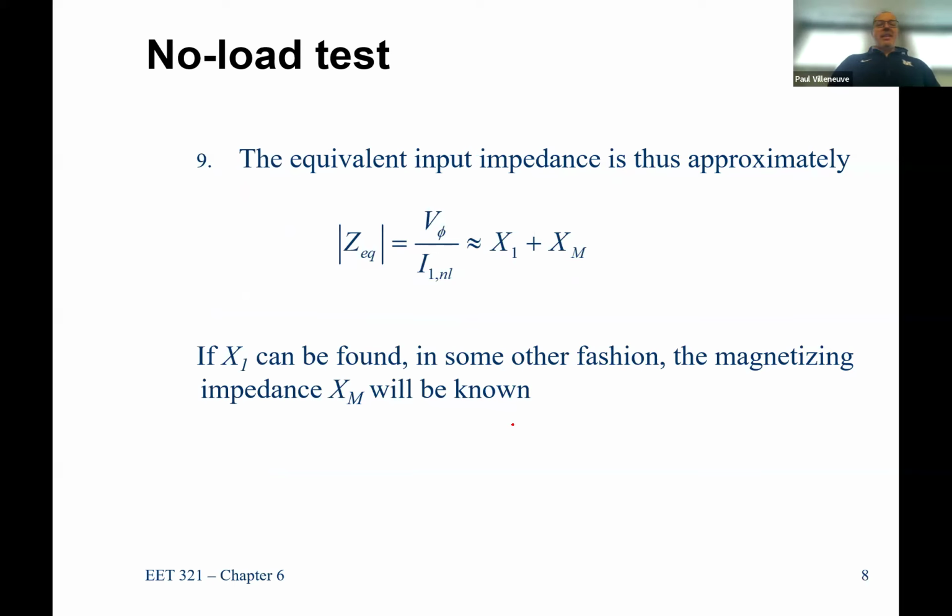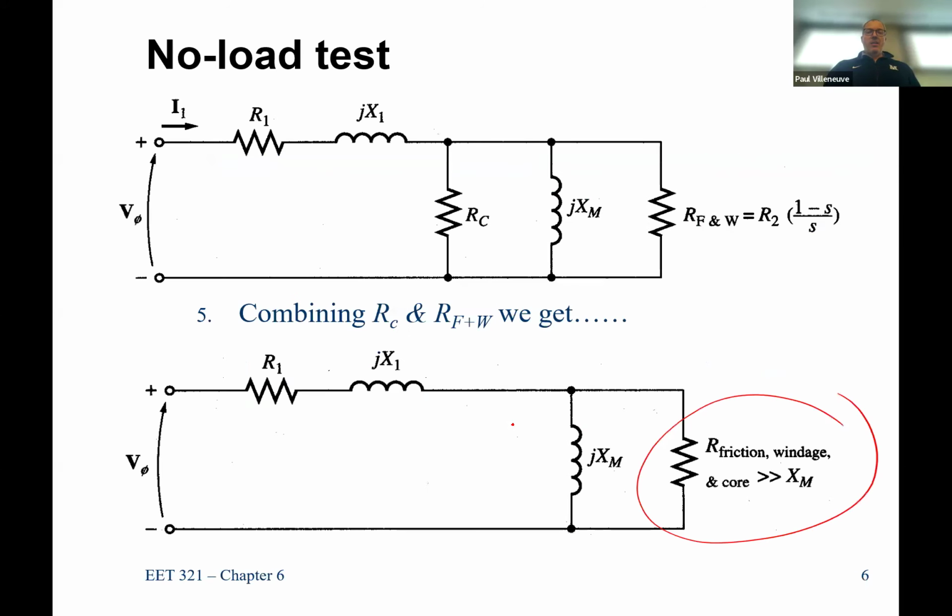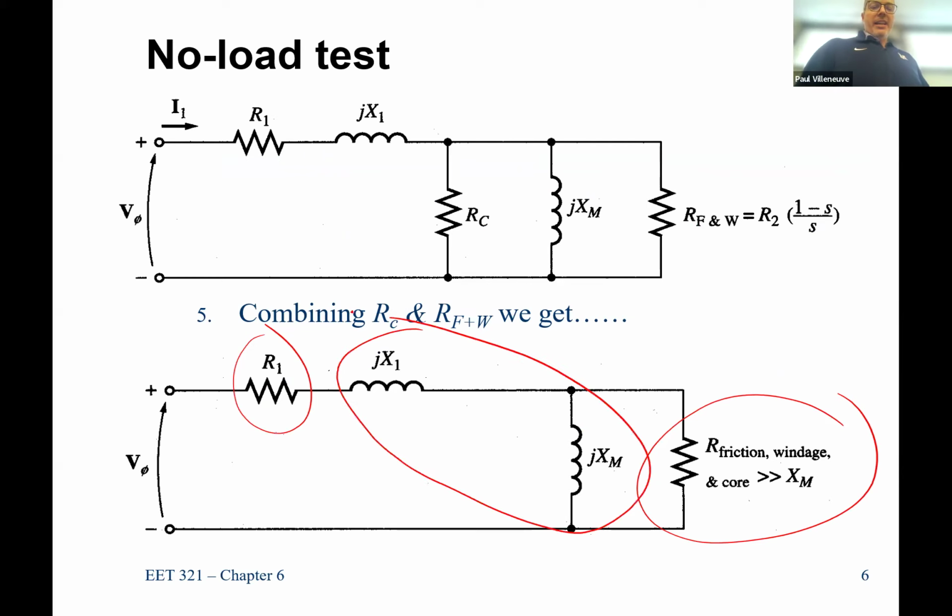Then our equivalent impedance just becomes approximately X1 plus XM. And now what you need to do is you have to have some way of solving for that. So going back to our circuit, what we're going to look at is we have a way of determining what this is. Now we have a way of combining and determining what X1 and XM are equal to. All right.